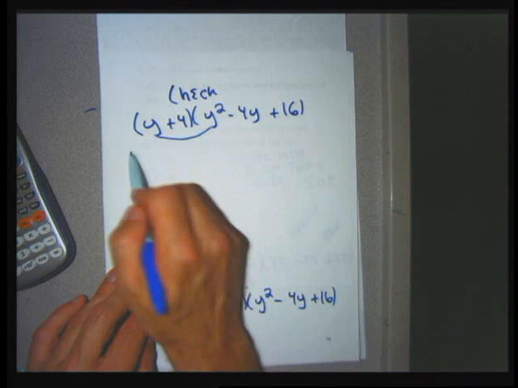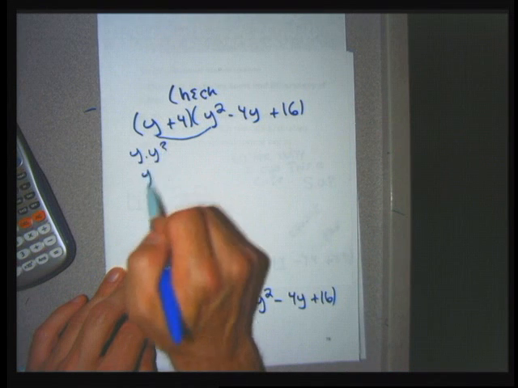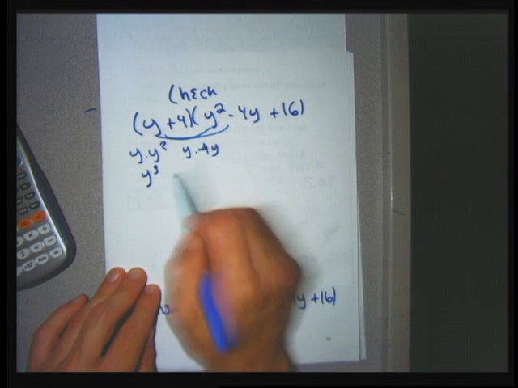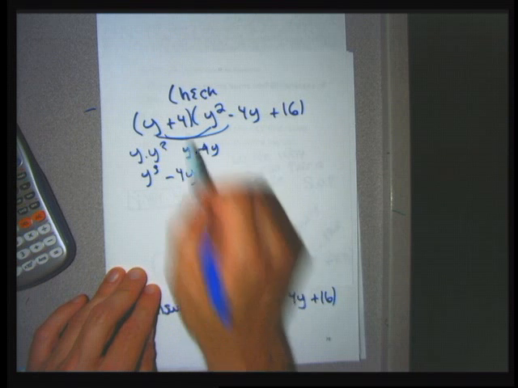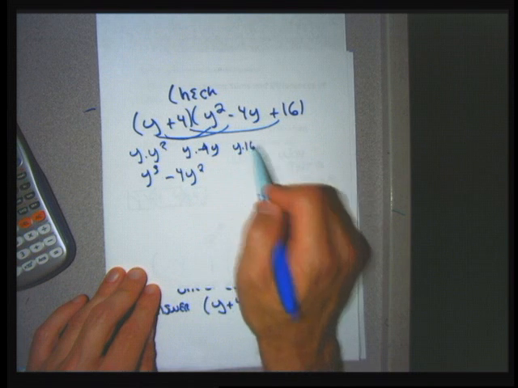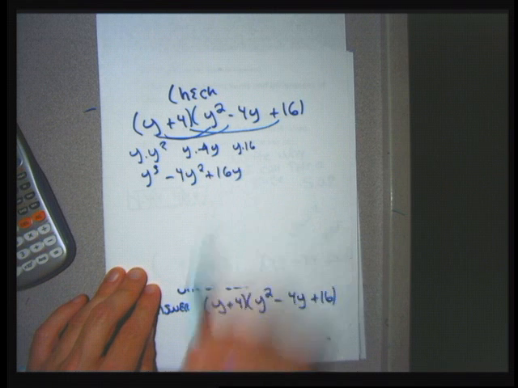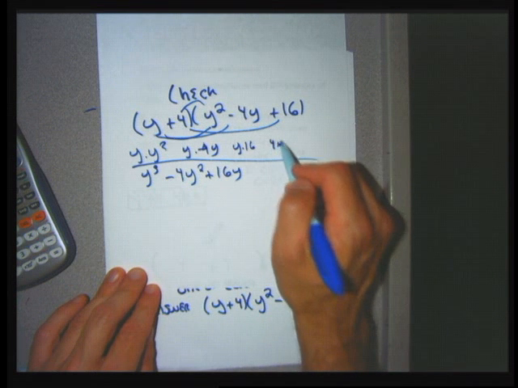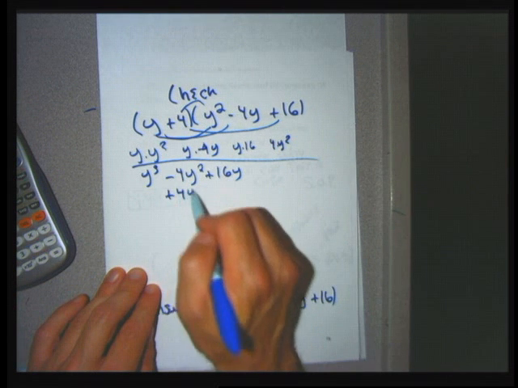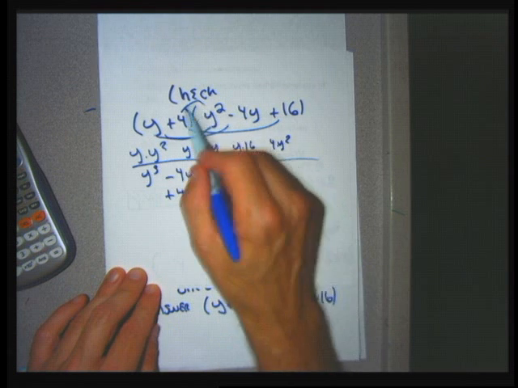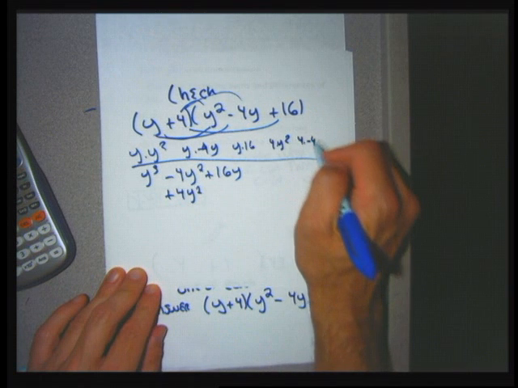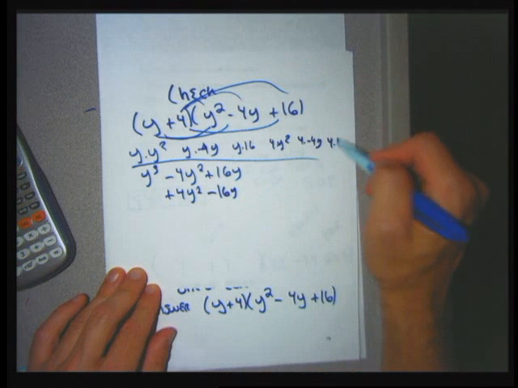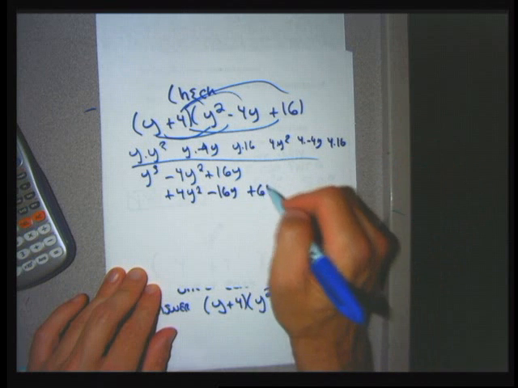I'm going to go y times y squared, which is y cubed, then y times minus 4y, which is minus 4y squared, and then y times positive 16, which is positive 16y. And then I'll start with a 4. I'll go 4 times y squared, which is plus 4y squared. I'm lining it up vertically to make my work easier. Then 4 times minus 4y, which is minus 16y. And then 4 times 16 is positive 64.